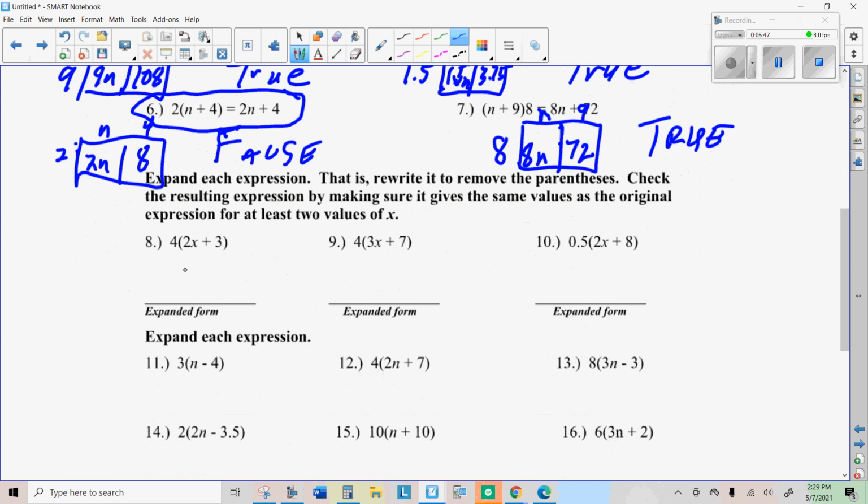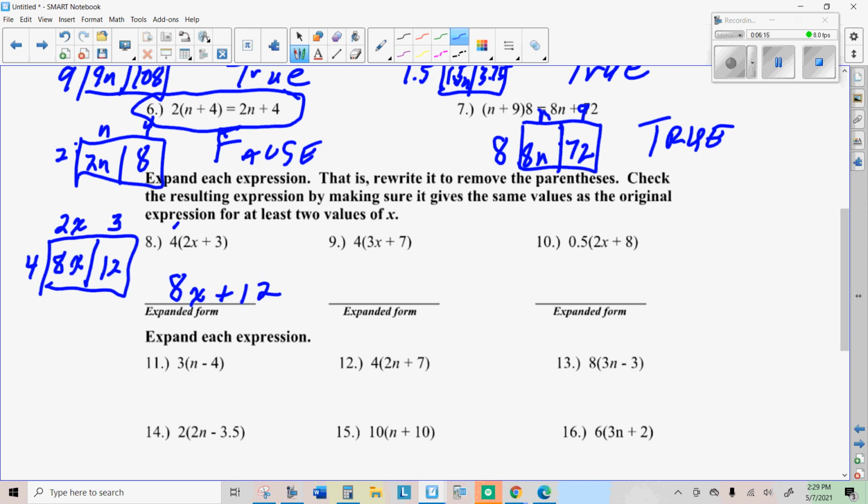Now what we're going to do to expand it, I'm going to let you decide how you want to do it. I'll show you 2 ways, but one is to go ahead and make the area diagram. So I'm going to put the 4 there and then split up the terms inside the parentheses at the top and then multiply them individually. 2 times 4 is 8, 4 times 3 is 12, and then write it out with an addition sign between them.